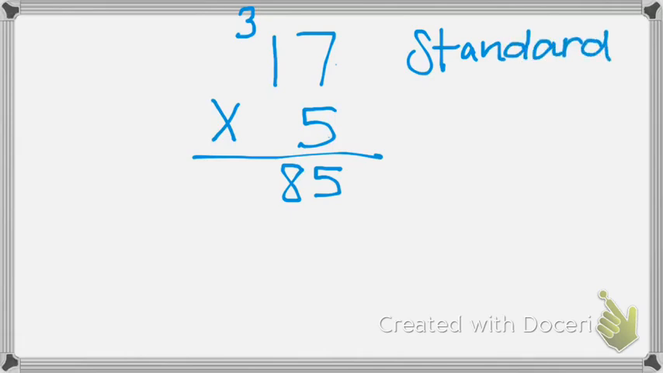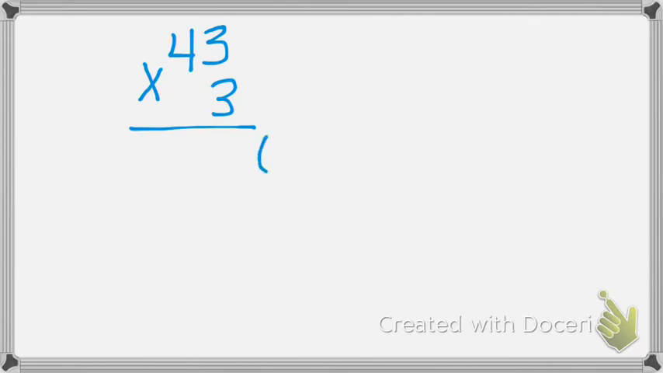If you work through any of these problems and you come out with answers that are different, then you have not done one of the two algorithms correctly. So you must double check. In your notes, I want you to go ahead and get number 2 set up, which is 43 times 3. I want you to do this one both in standard and expanded. I'll get you started with expanded.